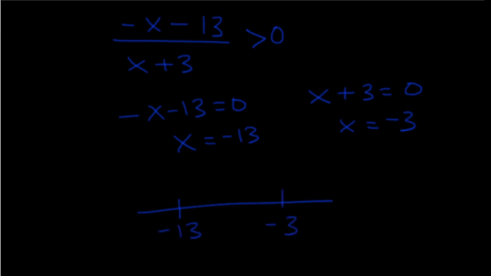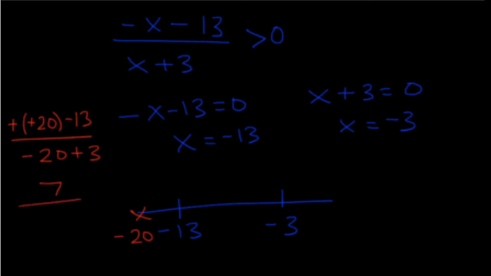And I'm going to start testing the different regions. So I'm going to pick a point less than negative 13. Let's say negative 20. Plug it in. So we have negative 20 minus 13 over negative 20 plus 3. These two negatives are going to make it a positive. So 20 minus 13 is 7 over negative 17, and that is negative.